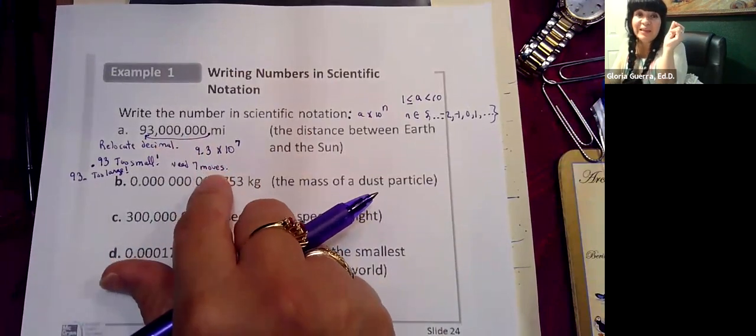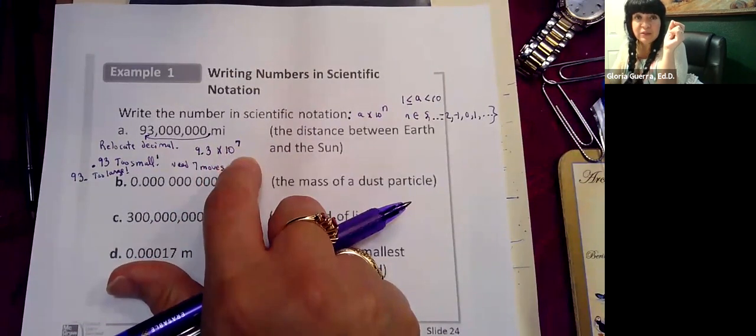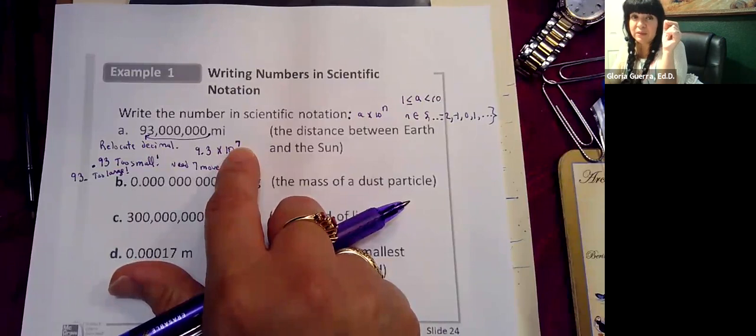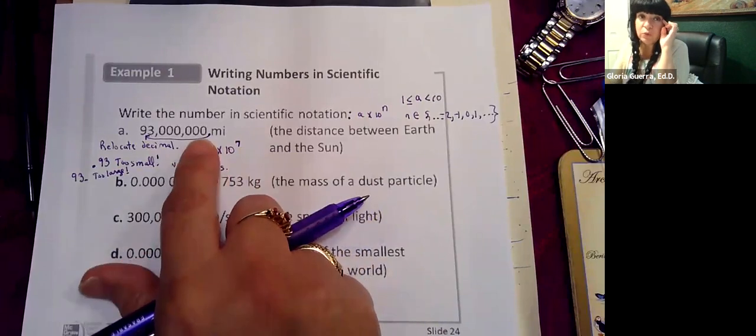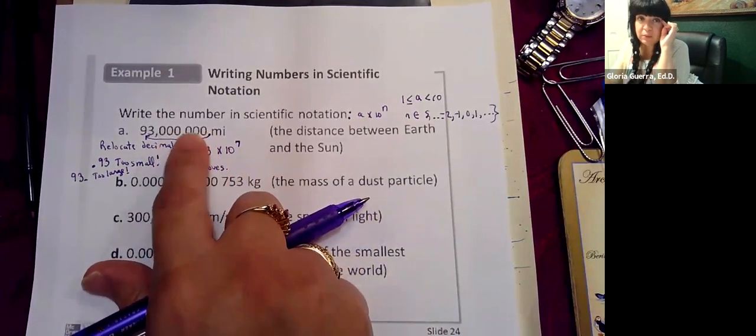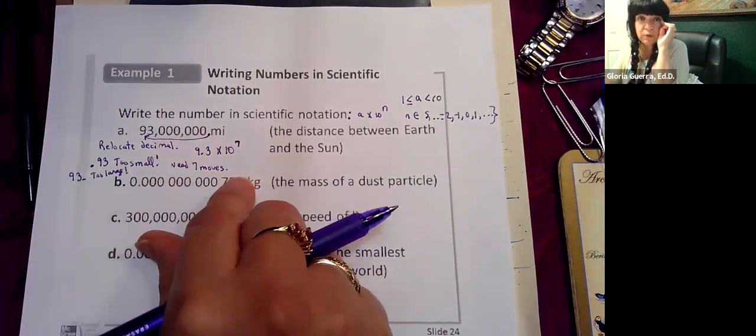If you go with a -7, 10 to the -7 is a small number, and that will make this even smaller. 9.3 will become even smaller. And you don't want a small number. This was a big number: hundreds, thousands, millions. So you don't want a small number.